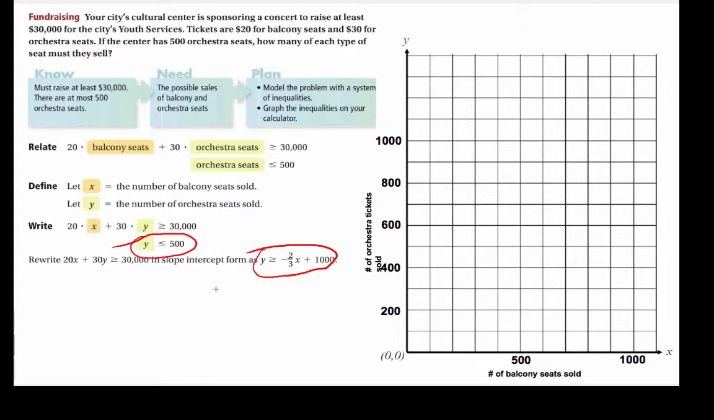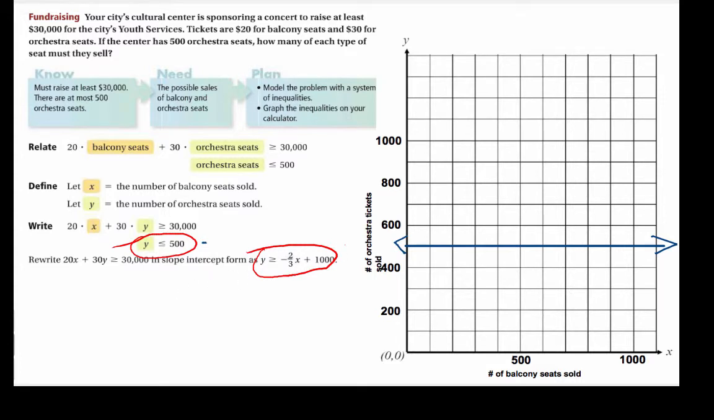So our first graph, let me use blue for the y less than or equal to 500. Well, less than or equal to 500, here's 500, so I'll just drop a horizontal line across here, and it's solid. All right.